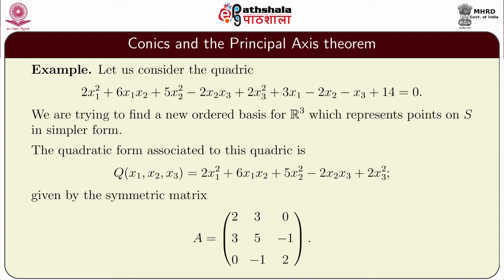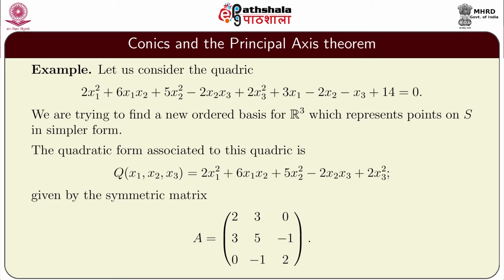You can see that 2x1 square plus 6x1x2 plus 5x2 square minus 2x2x3 plus 2x3 square is the quadratic form associated to this quadric, and then we have the linear part 3x1 minus 2x2 minus x3 and the constant 14. And what is our aim? Our aim is to find a new ordered basis for R3 which represents points of the quadric in simpler form.